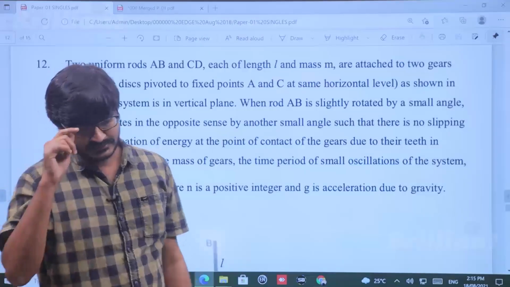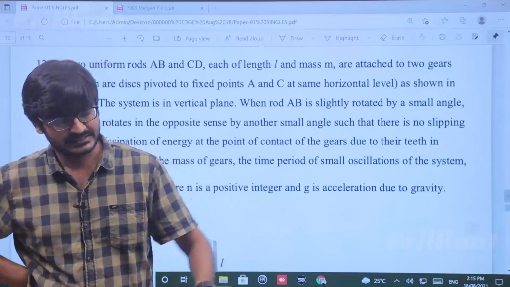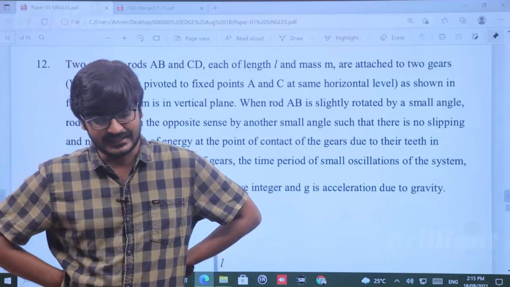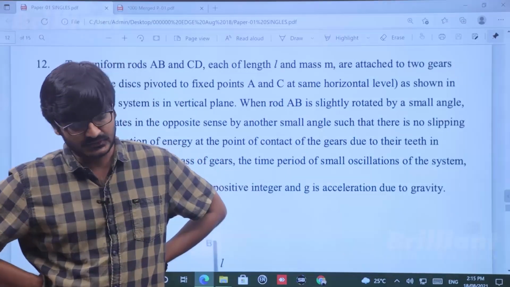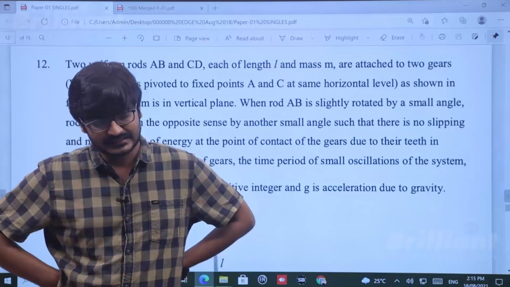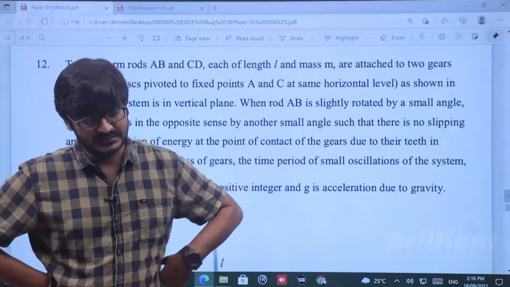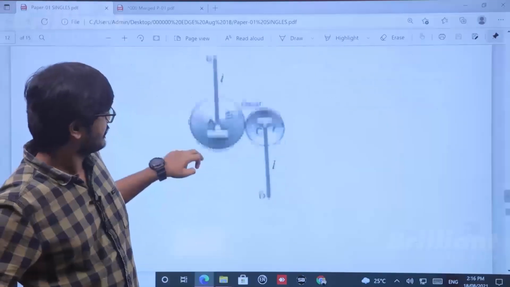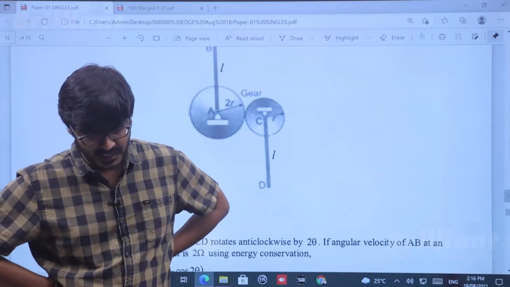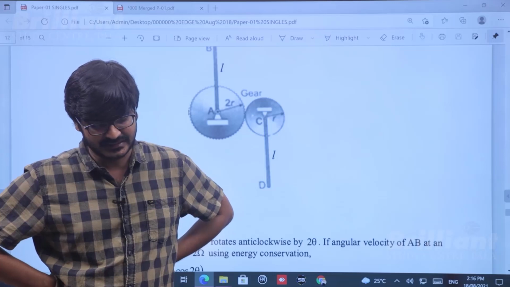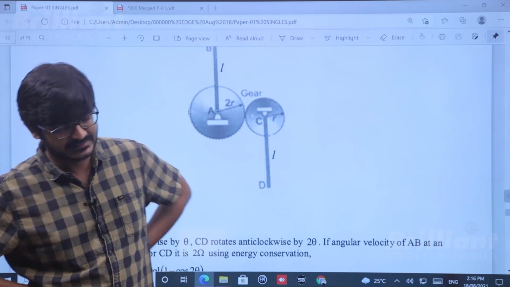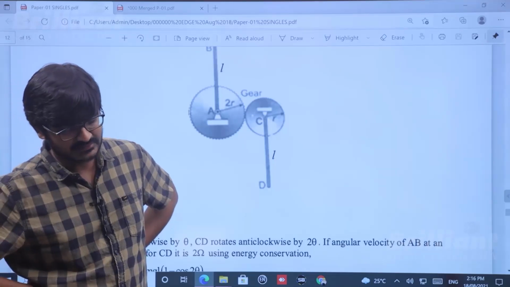Next question, you can pause and you can read the question. The question says, two uniform rods AB and CD, each of length L and mass M, are attached to two gears which are discs pivoted to fixed points A and C at the same horizontal level. As shown in the figure, the system is in a vertical plane. When rod AB is slightly rotated by a small angle, the rod CD rotates in the opposite sense.